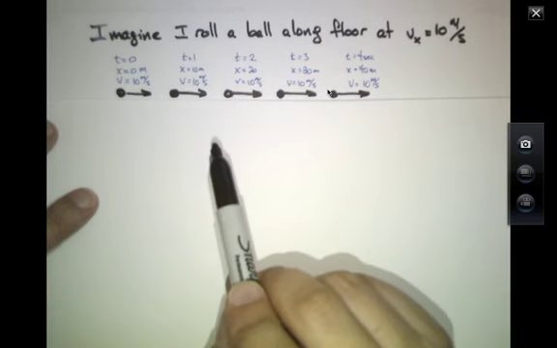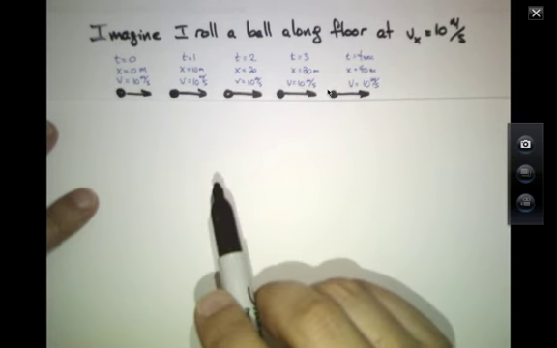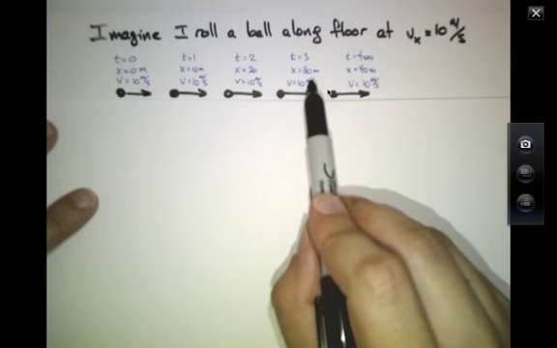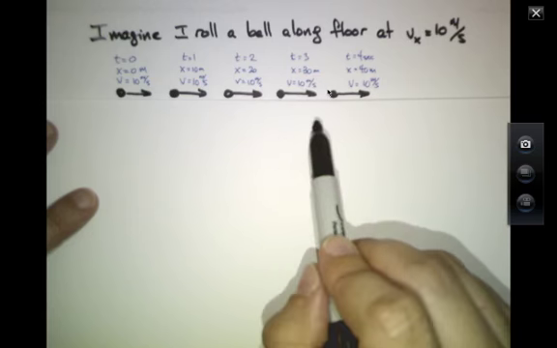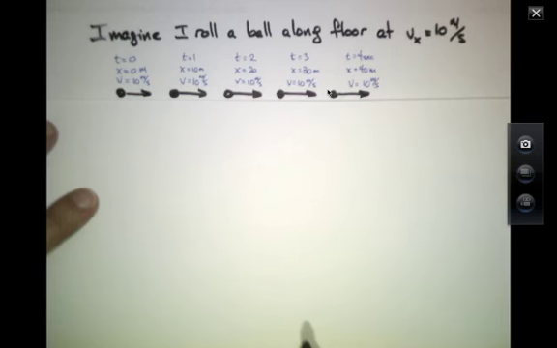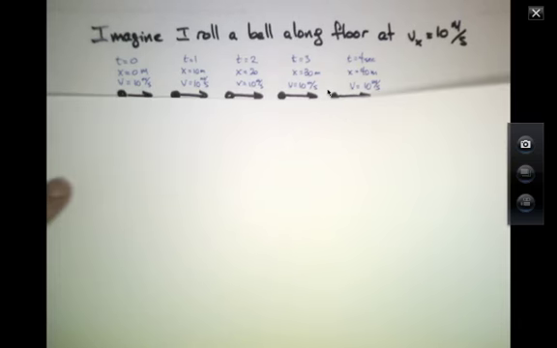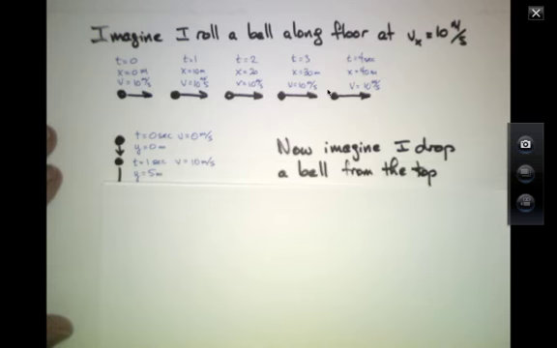But the position is 10 meters more. It's now at 20 meters. At 3 seconds, I'm up to 30 meters, and it's still moving at 10 meters per second. It's just marching along the floor. That's very different from what we developed when we said that we drop a ball.